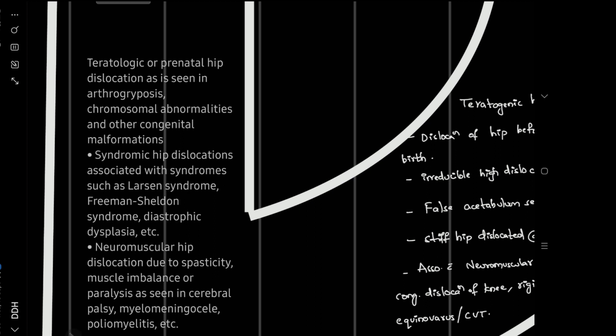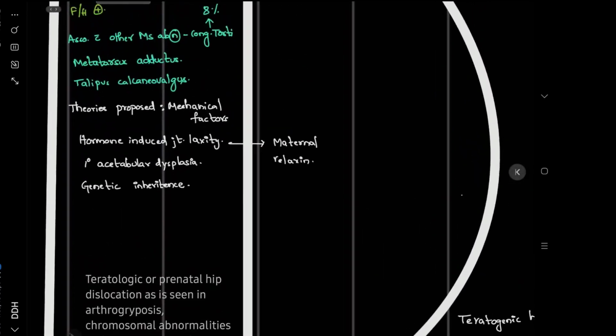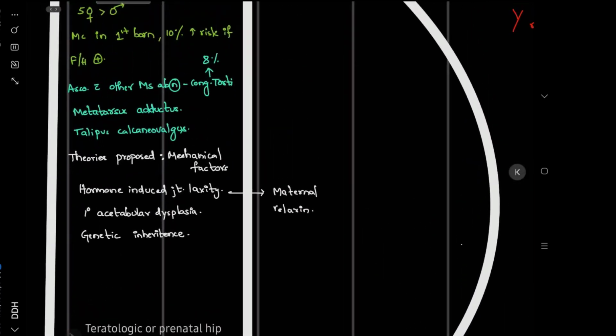Now there are some theories proposed in order to explain the disorder. The first theory was the mechanical theory. The mechanical theory states that the position of the baby in utero decides the position of the baby when it comes outside. So if there are crowded babies, that means multiple babies, or if there is low amnion, or if there is a breech presentation, all these conditions can lead to different positions of the baby in utero, and the hip can get dislocated.